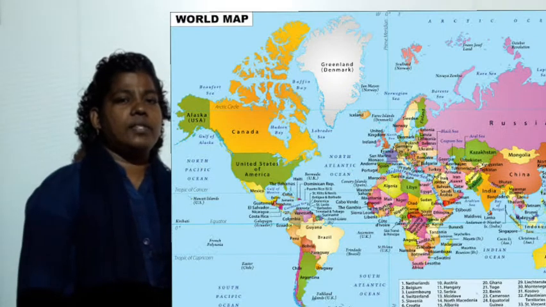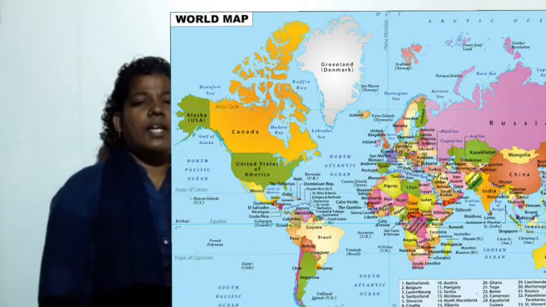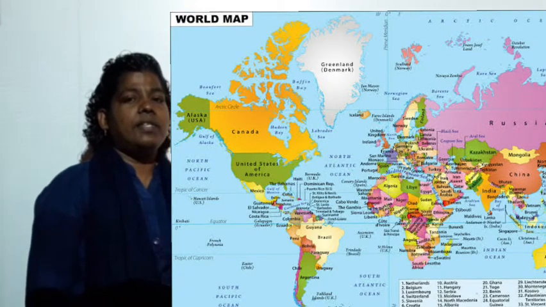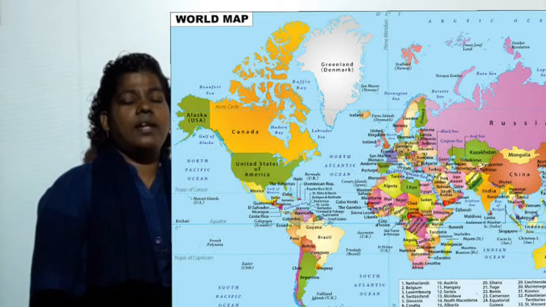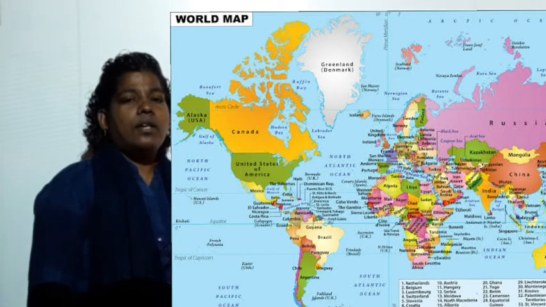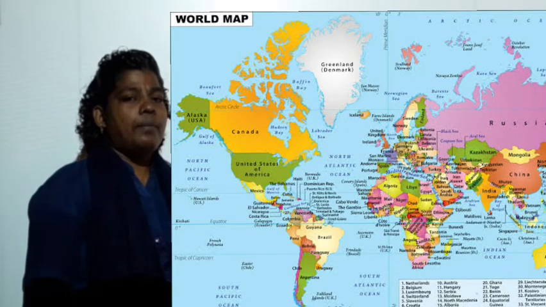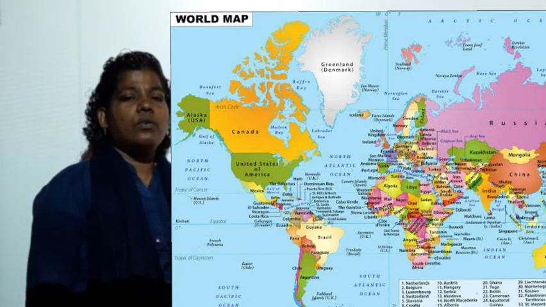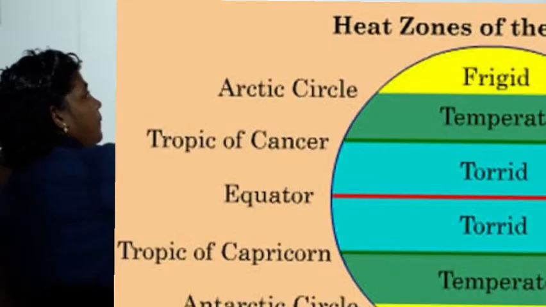In the previous class, we have learned about different elements. What are the different elements? There are 5 basic elements of a map: title, direction, scale, legend or key, and the grid system. These are the 5 elements of a map. In this class, we are going to see about different temperate zones of the earth.